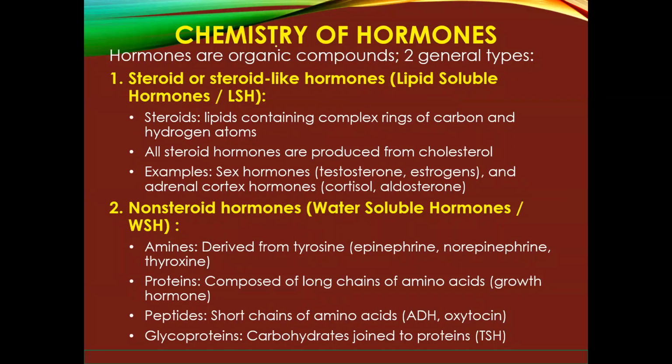So hormone types. Based on the chemistry, there are two types of hormone. The first one is called the steroid hormones, and these steroid hormones are actually lipid-soluble hormones, so they are soluble in lipids. And the second one is called the non-steroid hormones. They are also known as water-soluble hormones.